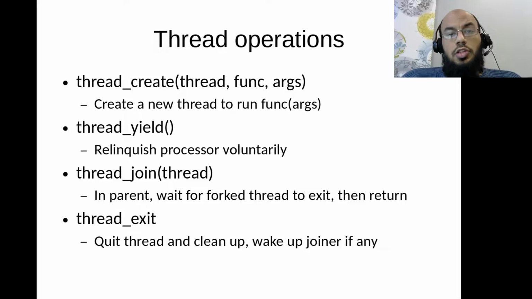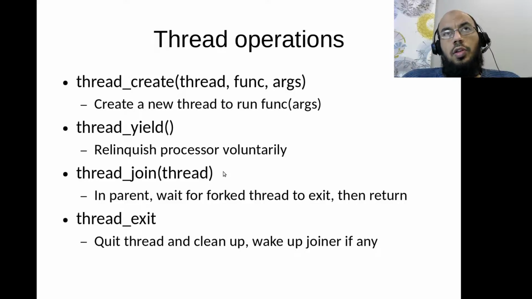Thread operations usually have very simple interfaces. Thread create creates a new thread to run some function. So this calls a function to create a new thread, and that runs this function with these arguments. Thread yield relinquishes the processor voluntarily, so you leave the processor voluntarily because you're waiting for I/O or you're waiting for something. Thread join is the parent waiting for some of the threads to exit and then return.